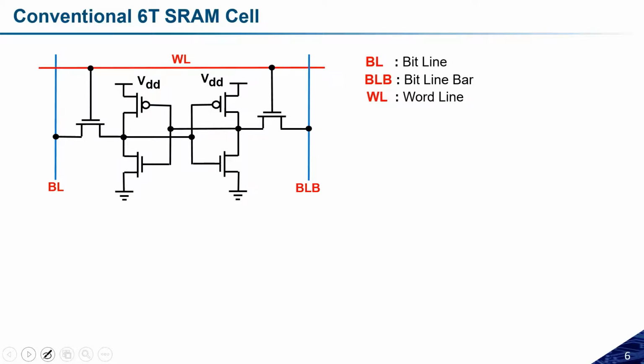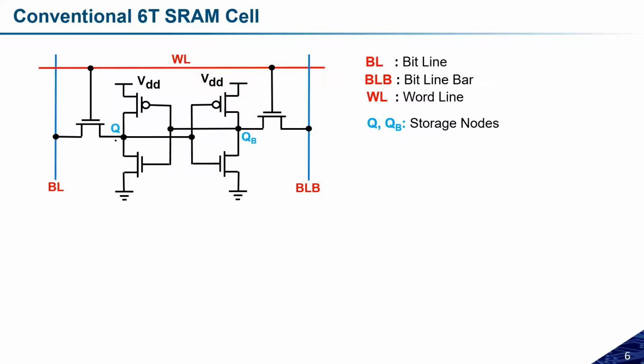Q and QB are the storage nodes here. Now the question is, why do we need access transistors? Can we do these operations without these transistors? Let us try to see here.